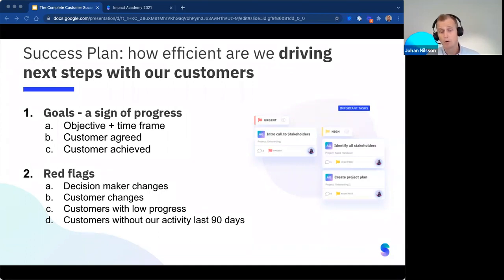A customer with low progress is a risk customer. If we don't have these goals, if we don't plan with the customer to do the developments within a certain time frame, that's a risk or a red flag as well. So, success plan.